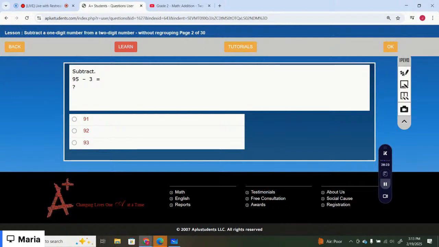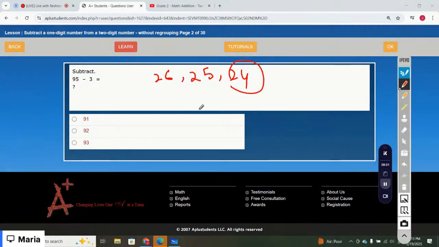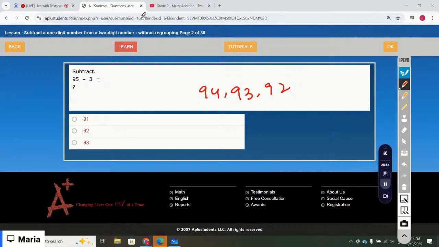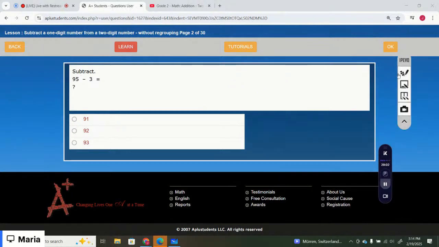Ninety-five take away 3. So start with 95 and count back 3. So that is 95, 94, 93, and 92. So when we start with 95 and count back 3, we end up on 92. That is 92. Option number 2 is the correct option.